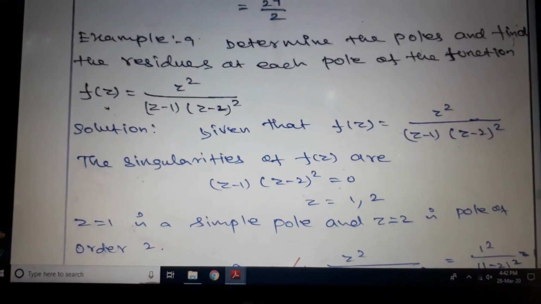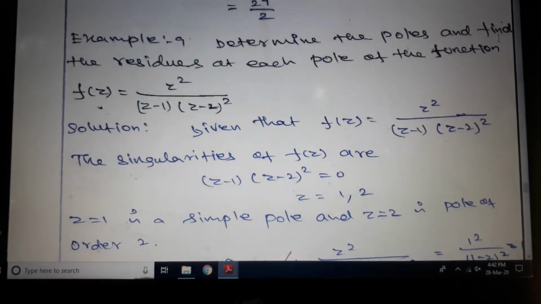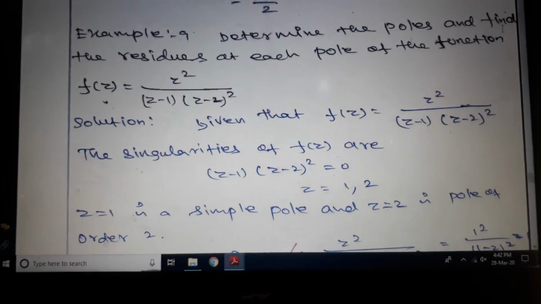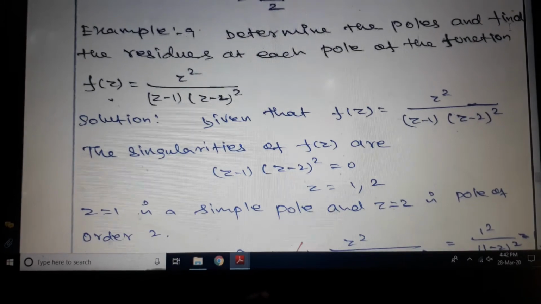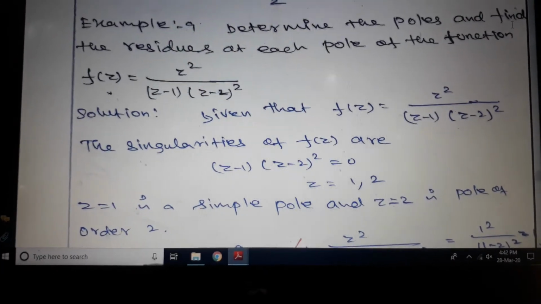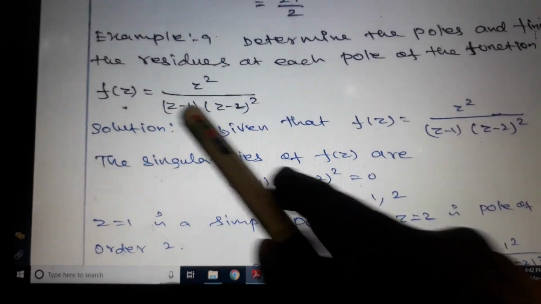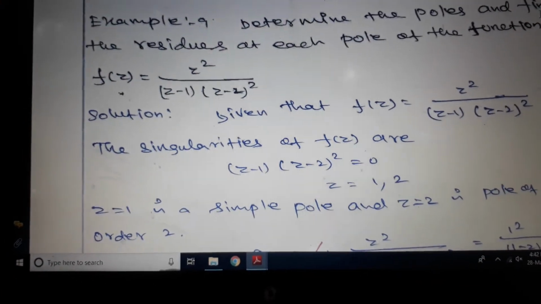Next we see some problems in finding residues. Determine the poles and find the residue at each pole of the function f of z equal to z square by (z minus 1) into (z minus 2) whole square. First I have to find the singular points. How do you find the singular points? Making the denominator equal to 0, the resultant values are the singular points.